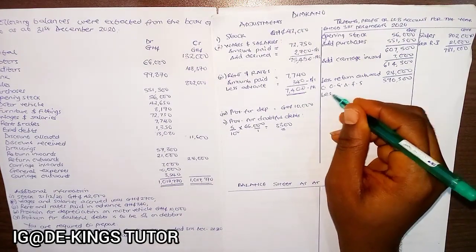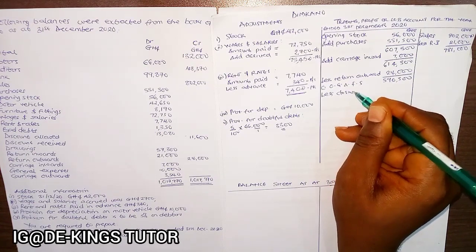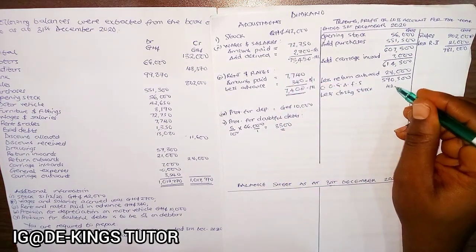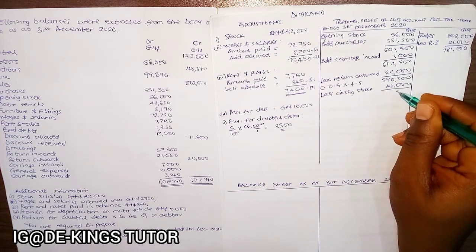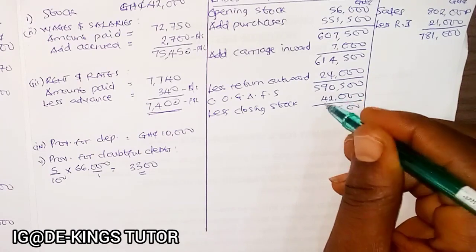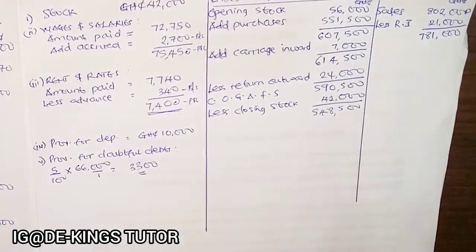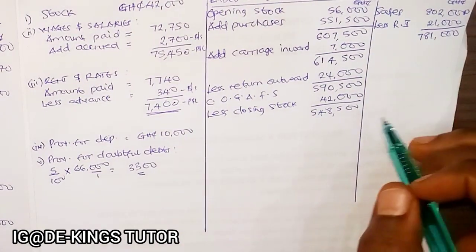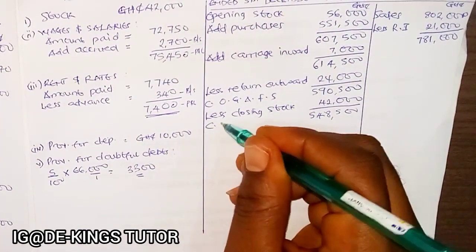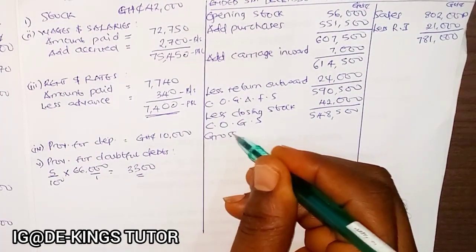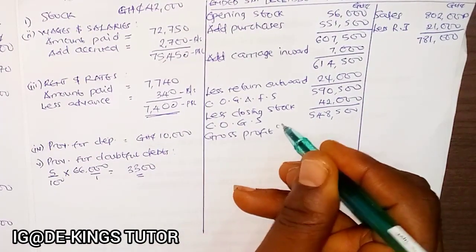So if we now less closing stock, which is 42,000, this is 500. 8 minus 4. That is 548,500. So 781,000 minus this will now be called cost of goods sold. So it will give us our gross profit carried down.